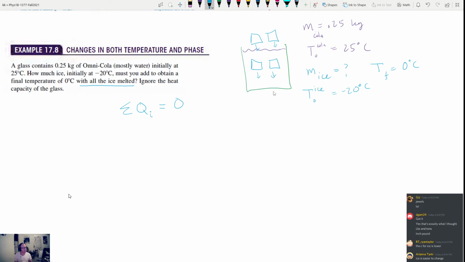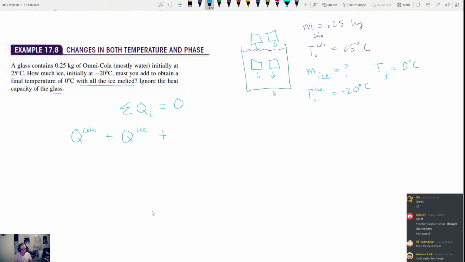Is Andrew talking? Go ahead. Yeah, the glass, the cola, and also the ice. We're going to ignore the glass, by the way, but yeah, you would be right normally. If we did the glass, that'd be there, but we're not going to. The cola, the ice, that's 2 of them, right? So we have the specific heat for the heat transfer for the cola, plus the heat transfer for the ice.